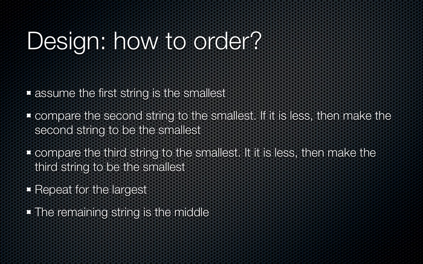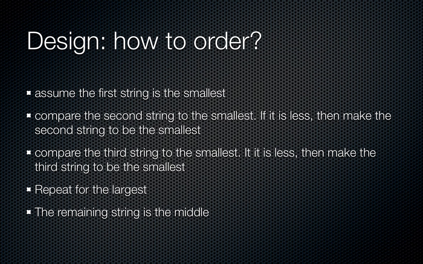Then we compare the second one with the smallest. If the second one is smaller, then we assign the second one to the smallest. So now the smallest is the second one, not the first. If the second one is not the smallest, this means that the first is still the smallest and our assumption was correct. Then we go to the third one and do the same thing.